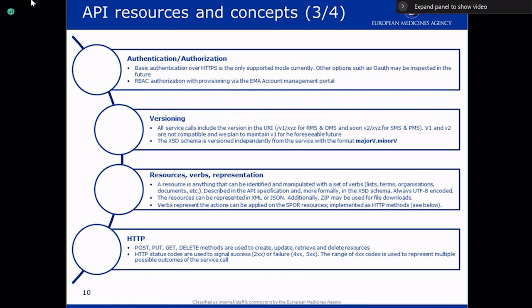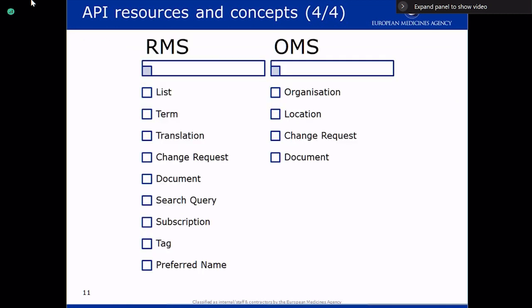In terms of resources for RMS and OMS, as I mentioned earlier, for OMS we have the main concepts being organization, location, change request, and document. RMS has slightly more, because apart from the basic list and term, we also have translations. We can have subscriptions, tags, and even preferred names for the terms.